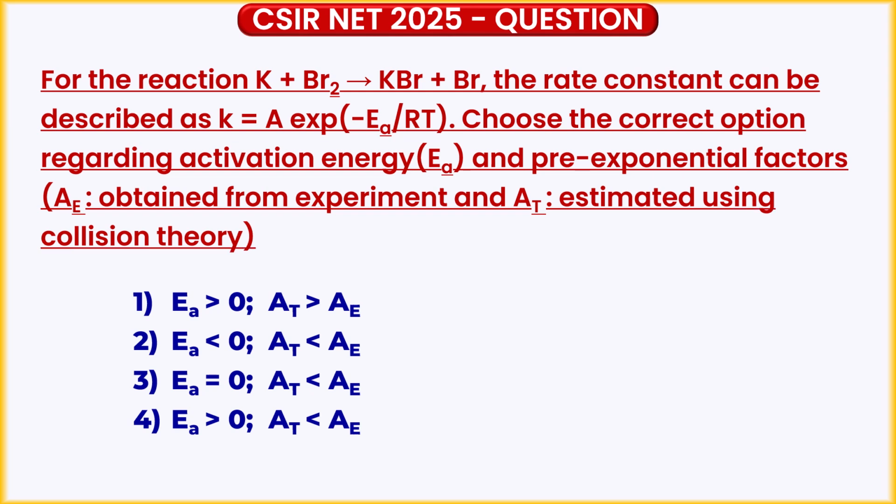Four options are given. First option is Ea greater than 0 and A_t is greater than A_e. Second option, Ea less than 0, A_t is also less than A_e. Third option, Ea is equal to 0 while A_t is less than A_e. Finally, Ea greater than 0 and A_t less than A_e. We have to choose the correct option.